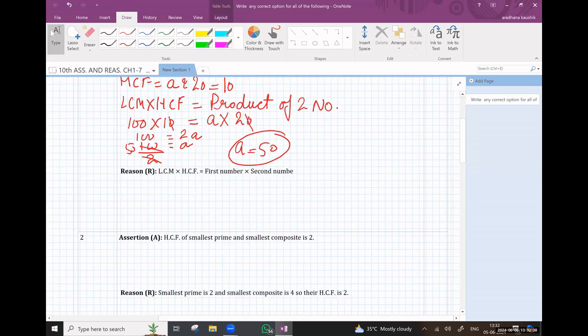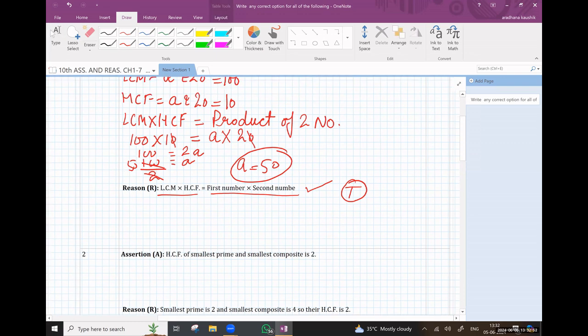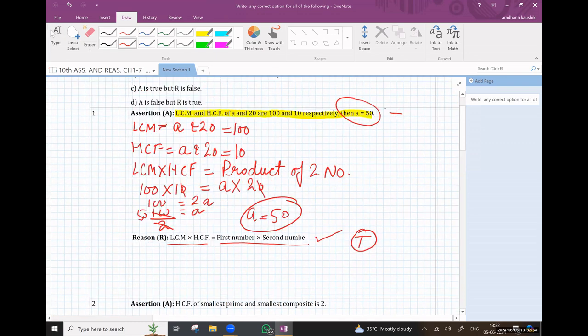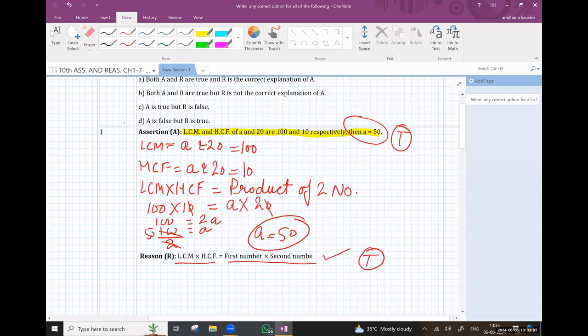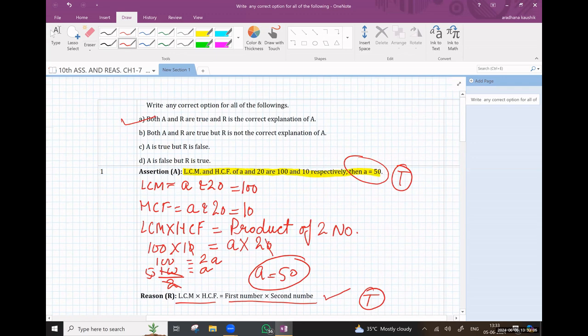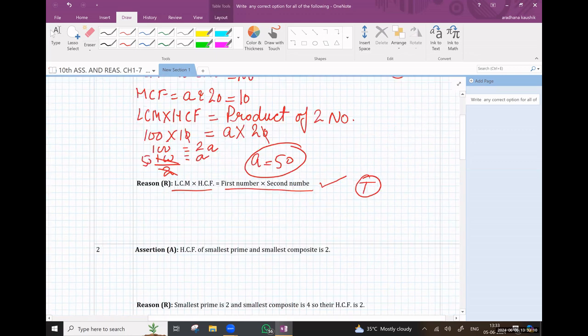Now we'll check the reason. Reason is saying LCM into HCF is equal to first number into second number. So we all know that this property is true. So reason is true and assertion is true, and if we connect them, reason is the correct explanation of assertion. So here our answer is A option. Both A and R are true and R is the correct explanation of A.